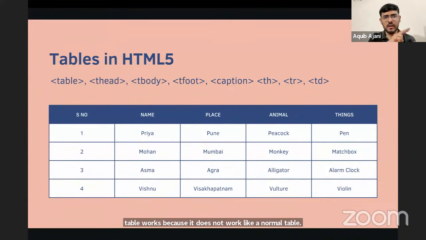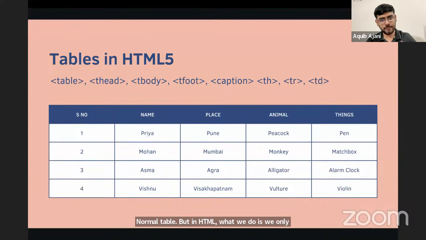So we have rows that are horizontal and columns that are vertical, like a normal table. But in HTML, we only have rows. There are no columns in HTML tables, right? Basically, the number of values inside a row decides the number of columns. Let me show you what I mean.